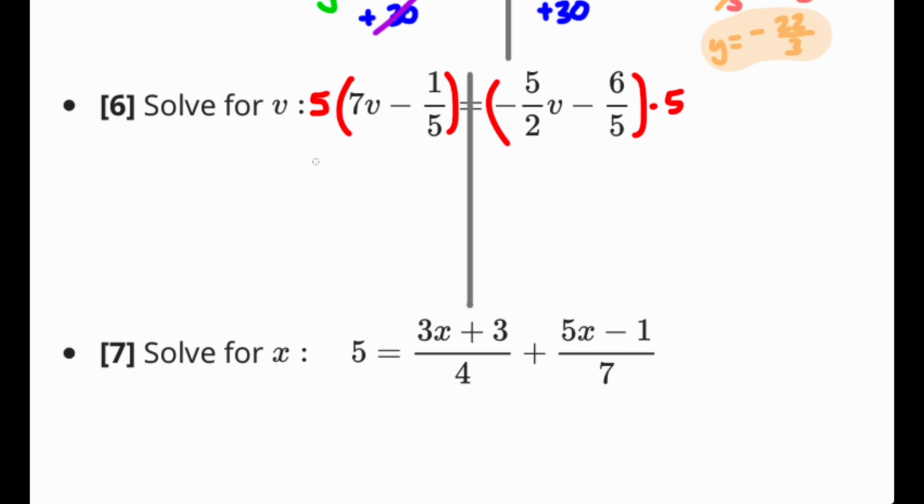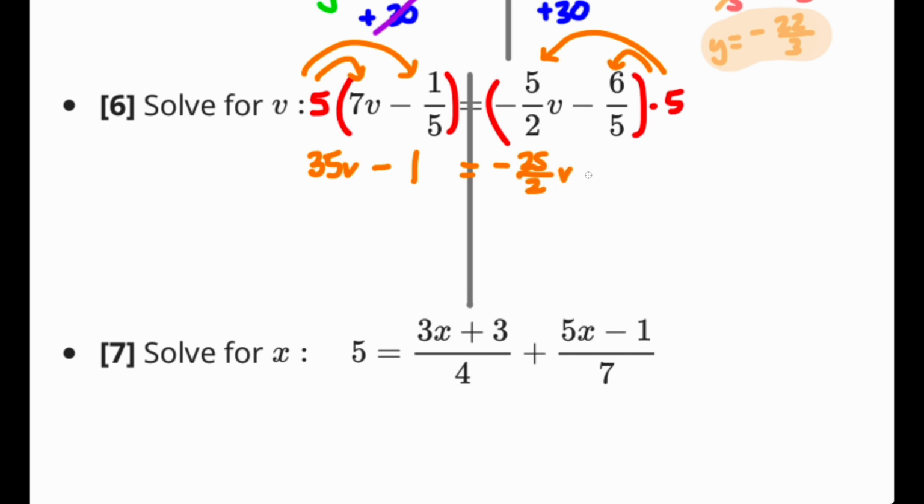Okay, 5 times 7v is 35v minus 1. So I'm going to distribute this to each of those, and you end up with a 1 there. I'm going to do the same thing on the left side as well. Multiply by 5 on each of these. And you're going to end up with negative 25 over 2v minus 6, because the times 5 and divided by 5 cancel. And if you notice, since I multiplied both sides by 5, I got rid of the fractions that have the 5 in the denominator. So hopefully that makes sense.